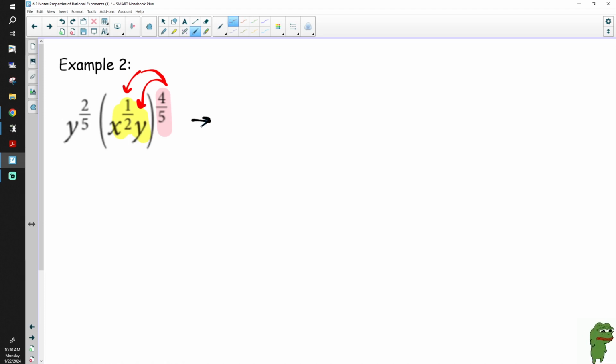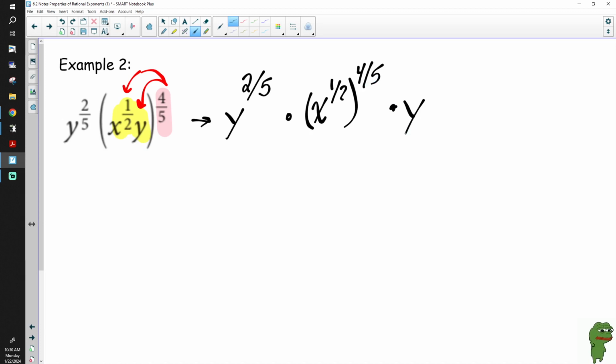So, after this, we still have y to the 2/5. That did not change. We didn't do anything to it. Times x to the 1/2. Now it's also raised to the 4/5 because it got another power. Times y to the 4/5.